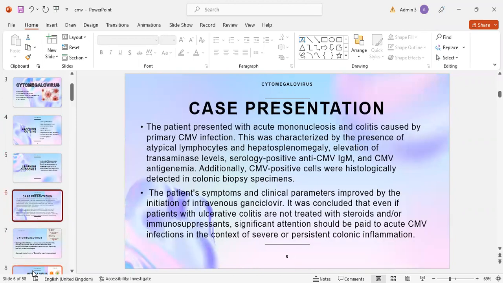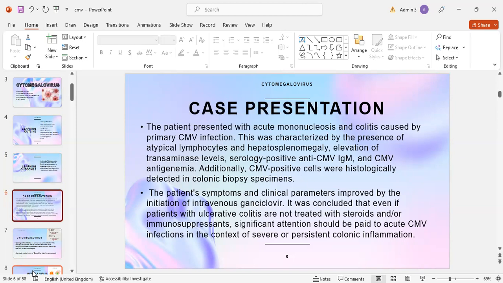Case presentation. The patient presented with acute mononucleosis and colitis caused by primary cytomegalovirus infection. This was characterized by the presence of atypical lymphocytes and hepatosplenomegaly, elevation of transaminase levels, serology positive anti-CMV IgM and CMV antigenemia. Additionally, CMV positive cells were histologically detected in colonic biopsy specimens.